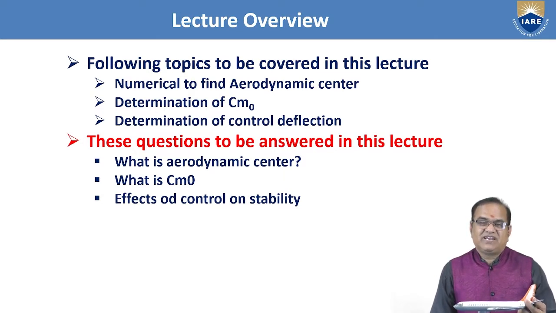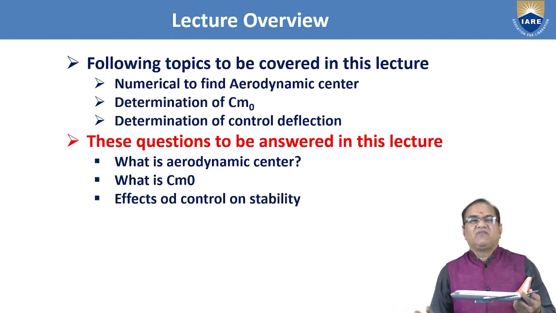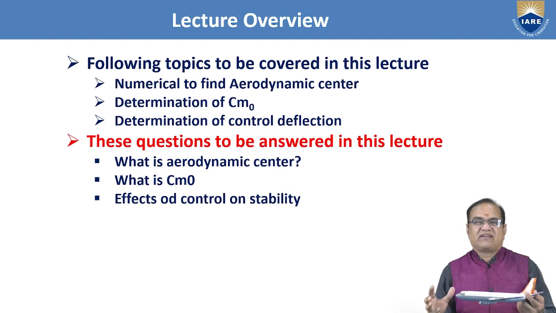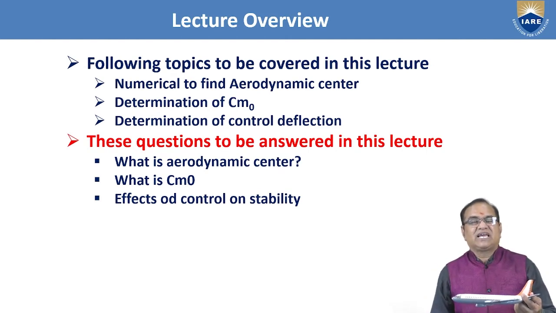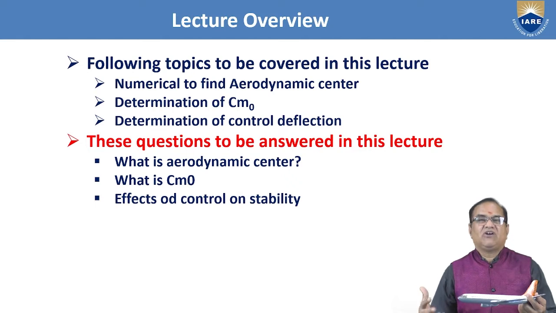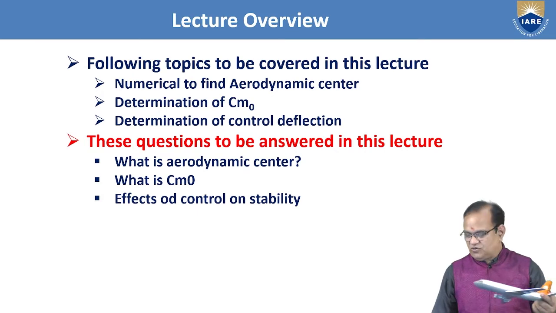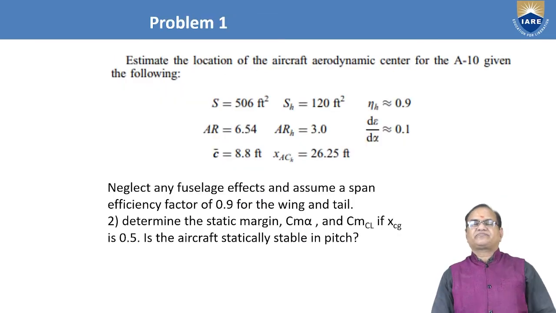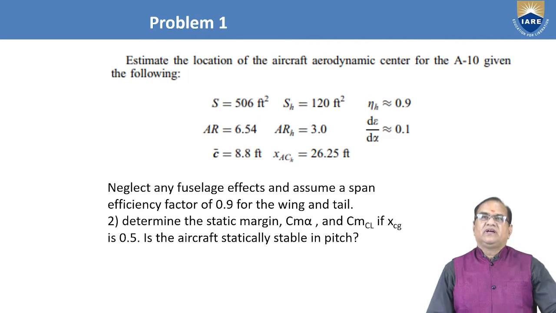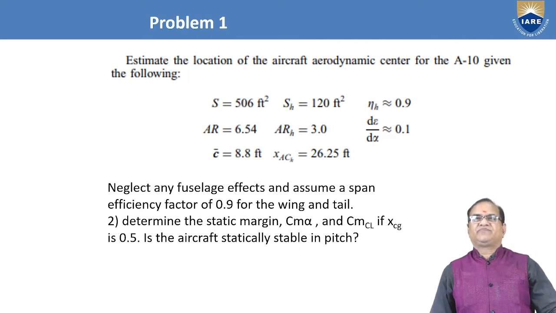In our first numerical, we are going to solve one numerical. In that numerical, we will see how the aircraft aerodynamic center is calculated, with the help of what we have already solved during our previous lectures. Okay, so I am going ahead. Problem 1 says: estimate the location of the aircraft aerodynamic center for the A-10, given the following values.